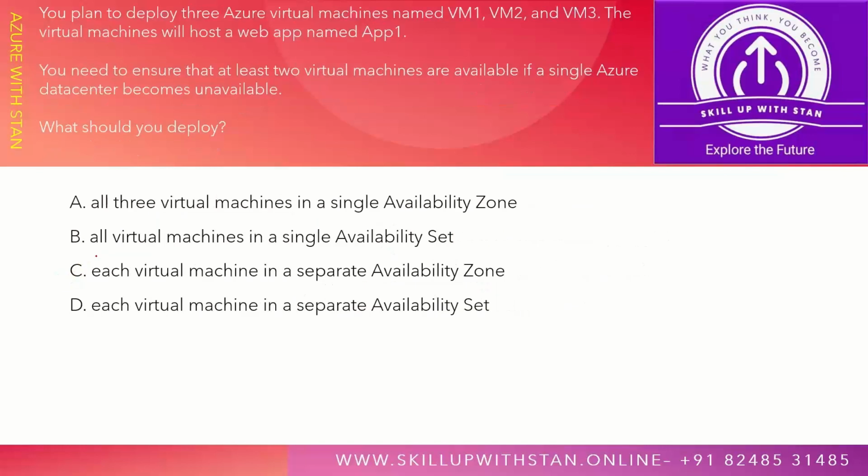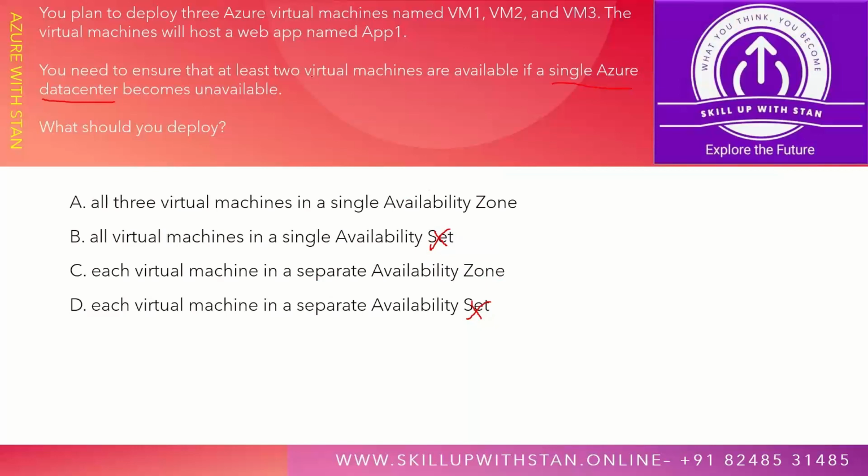You plan to deploy 3 Azure virtual machines named VM1, VM2, and VM3. The virtual machines will host a web app named App1. You need to ensure that at least 2 virtual machines are available if a single Azure data center becomes unavailable. So here they are talking about an Azure data center. They are talking about availability zone, not availability set. A data center is an availability zone. What should you deploy? A set is not the right answer. So the right answer should be one of the availability zone options.